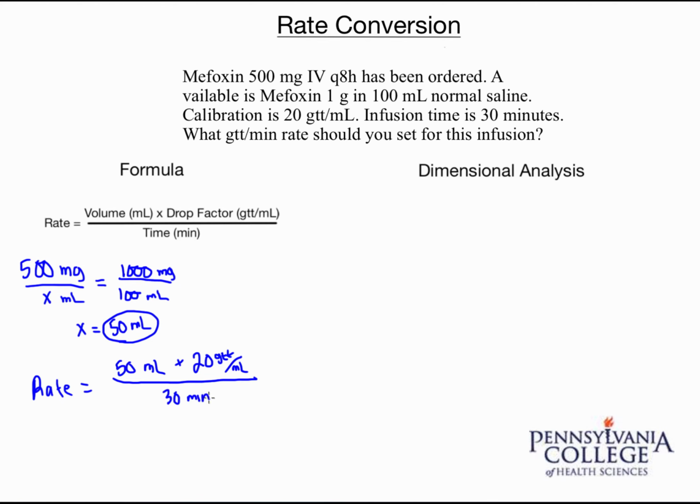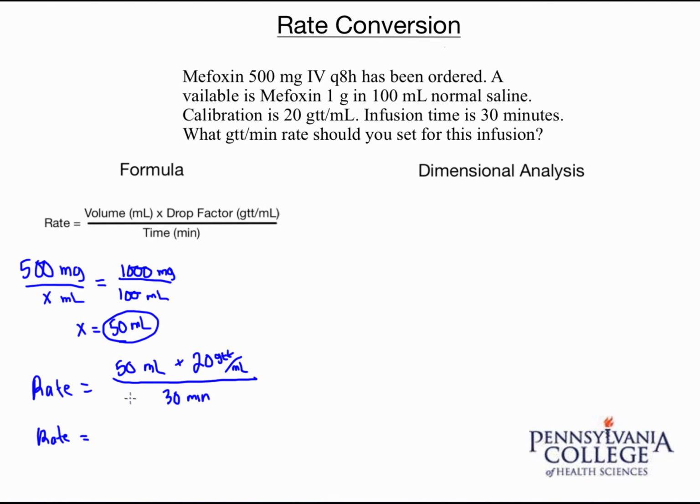The most common mistake is students thinking that this is going to be 8 hours because that's what it says at the top, IV every 8 hours. This is how often this order should be repeated. This is not the infusion time. The infusion time is 30 minutes. So now that I have plugged in the values for each of the variables, I can figure out what I have here.